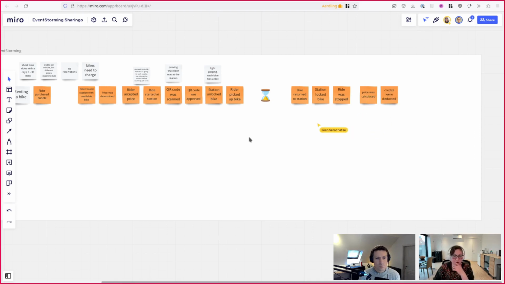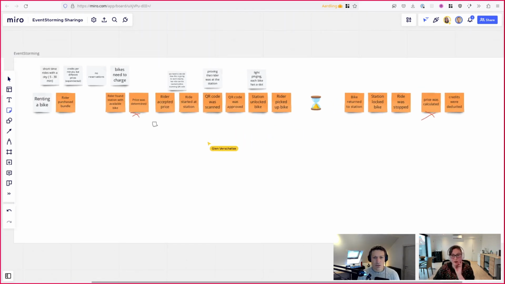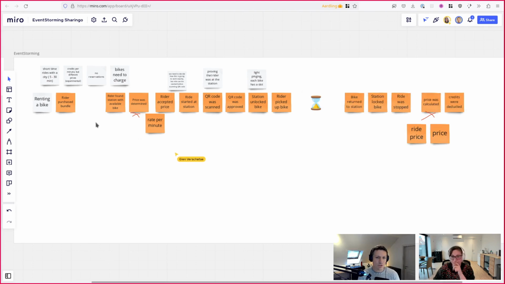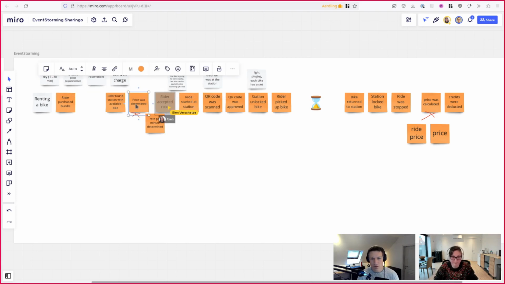Okay. We have the word price here twice now. So we talk about the price was determined and price was calculated, but I feel those are two different concepts. Yeah, this one here is the rate per minute. This is how we call it right now. And this is actually the price. Maybe we call it the ride price. But price is okay for me, but it's mostly the first one that's incorrect. So this should be rate per minute determined, and then rider accepted rate per minute.